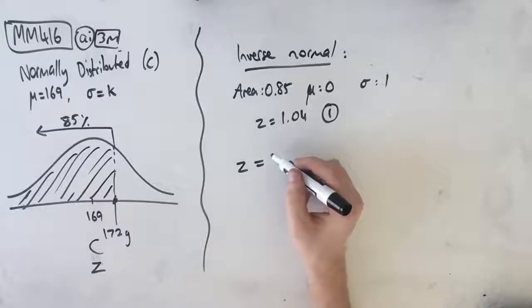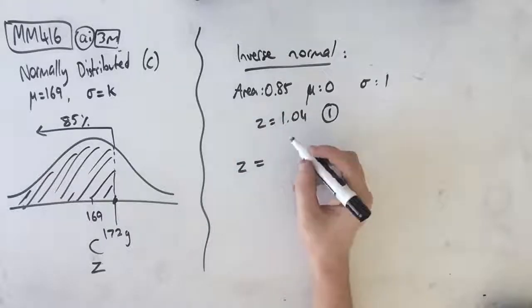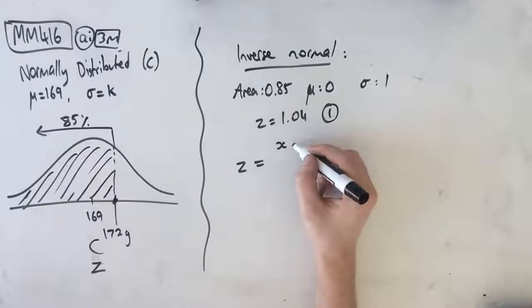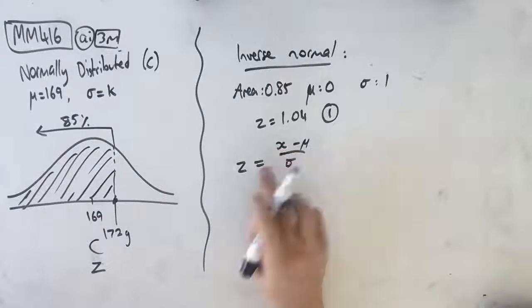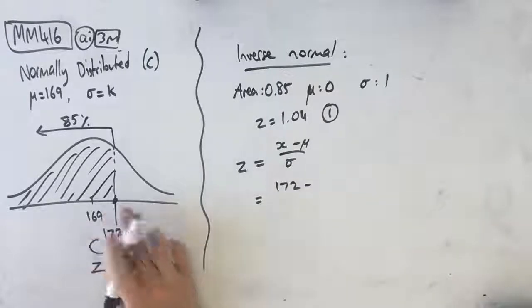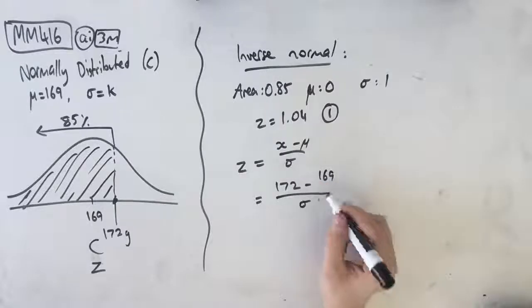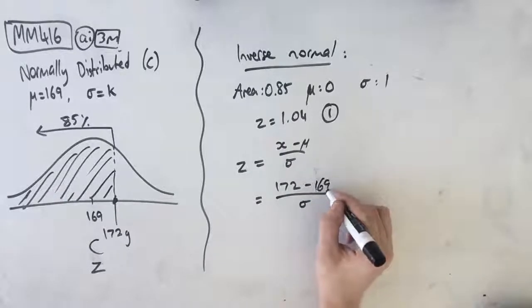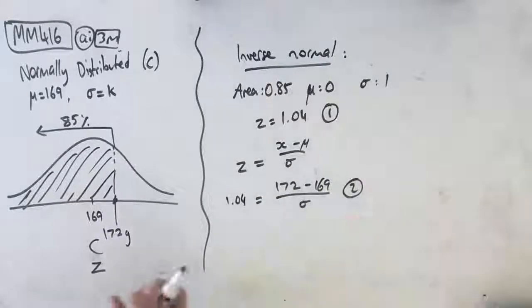Now, our second mark comes from recognizing what we have to do from here. So Z, we use our universal formula that links Z and X. So we say that Z is equal to X minus mu over standard deviation, and therefore we know our X value is 172. We know our mean in this case is 169. We don't know what our standard deviation is because that's what we're actually trying to find, but we do know that our Z value is 1.04. Okay, so there's that second mark.